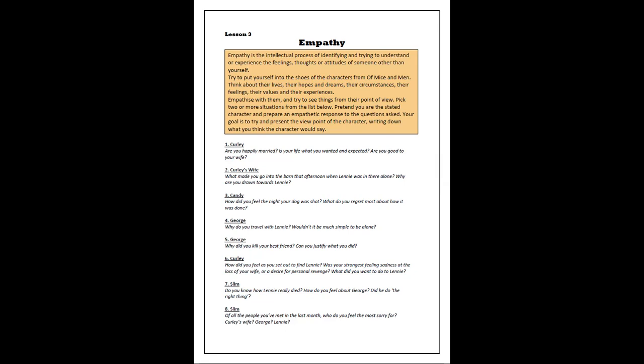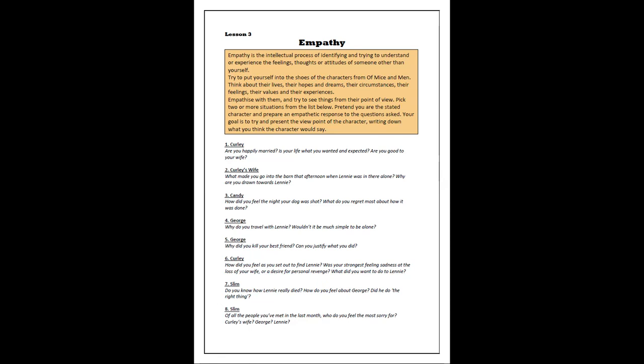So, for example, if I was to look at Curly, number 1, it says, are you happily married? Is your life what you wanted and expected? Are you good to your wife? So you might say, yes, I am happily married. I think that I am very happy. My wife is very pretty. I know other men fancy her, and so that makes me happy that I have what they want. I might also say, yes, my life is what I wanted and expected because I get to boss lots of people around. We know that Curly is a bully. We know that Curly likes to have power over the other men. So that's one thing that we could say.